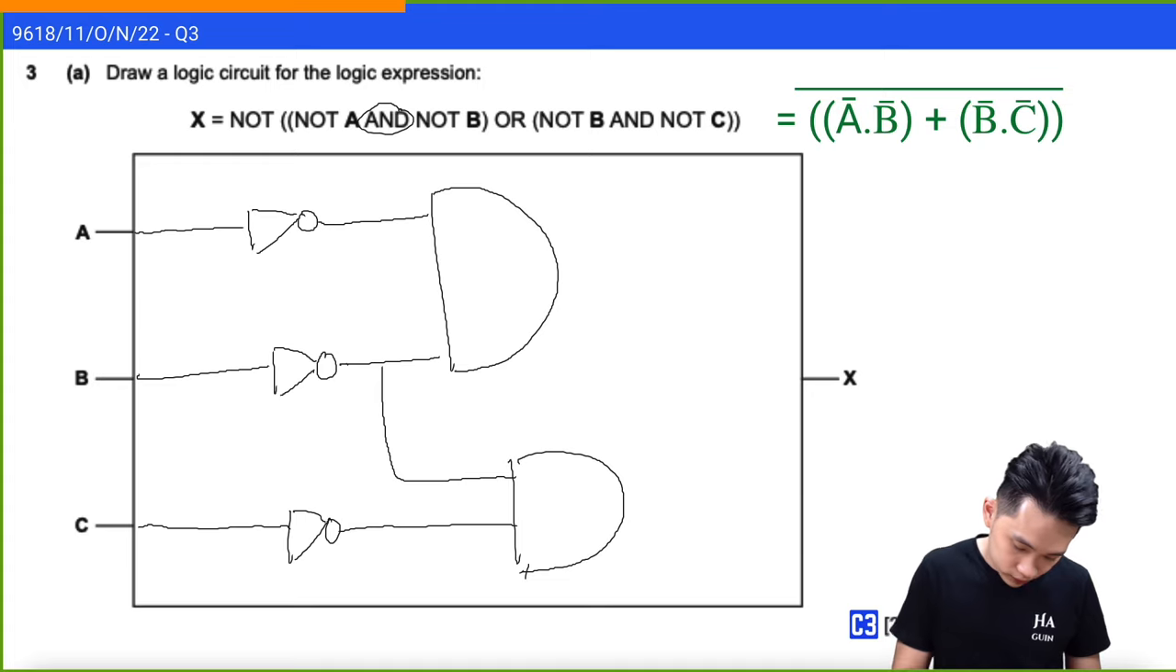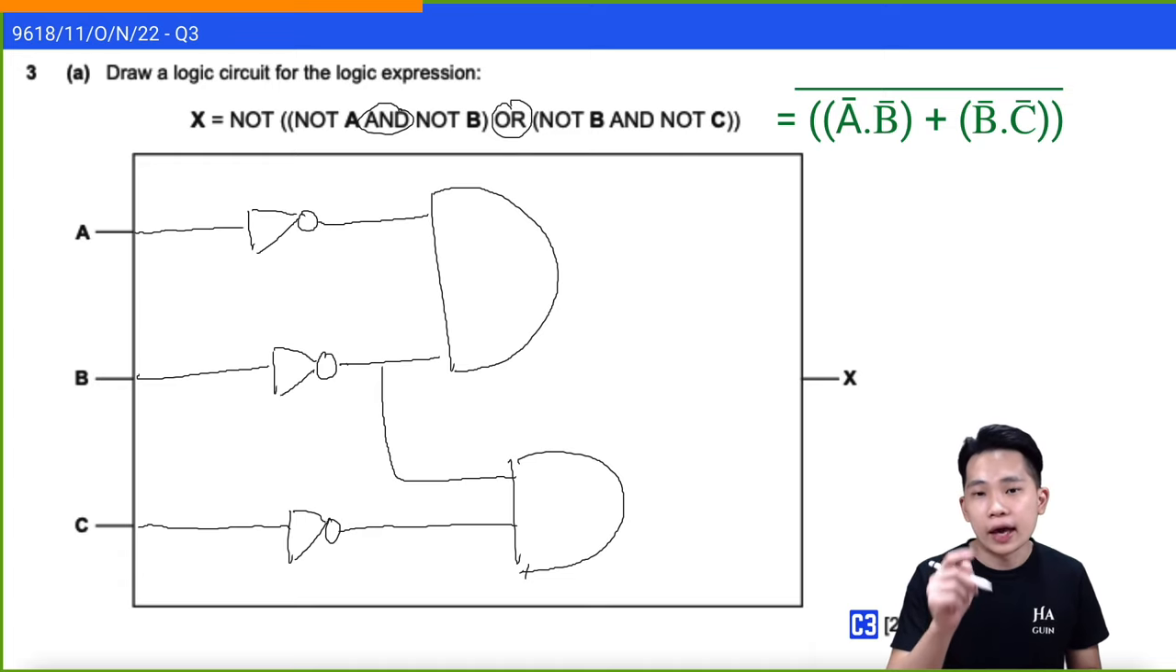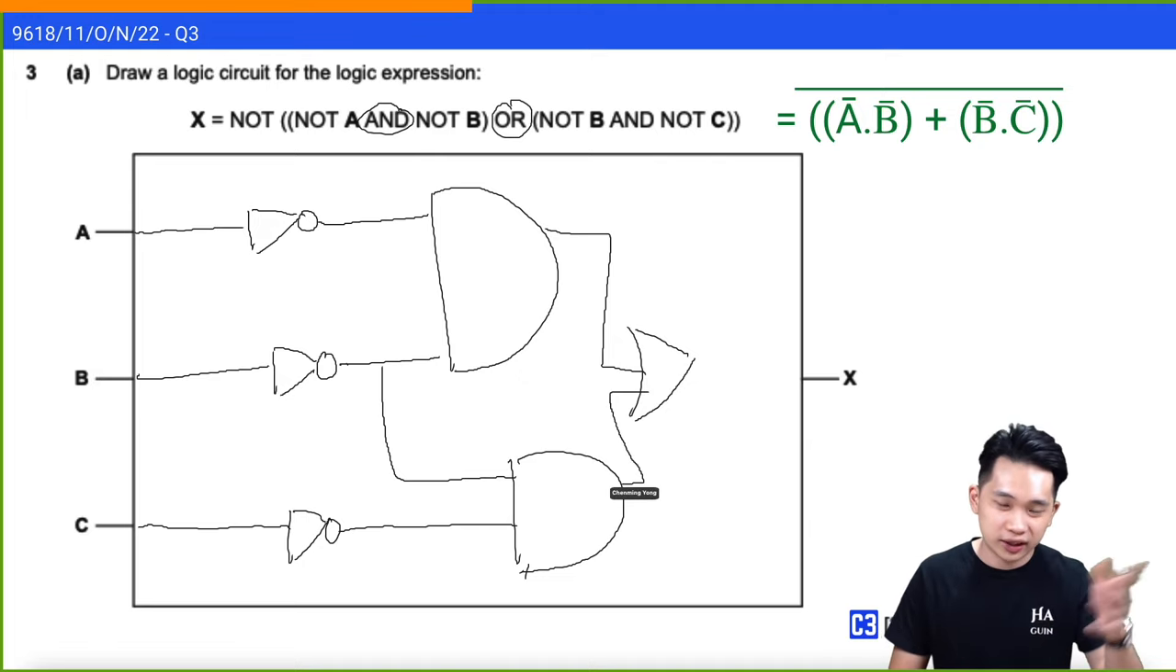And then next will be this OR gate here. It means that right now, we will be combining this not A and not B, and not B and not C into an OR gate here. So we'll be just drawing an OR gate here. So this OR gate will be somewhere here. And then we'll be just drawing this output into this, and then this output into this. It looks a bit messy now, but you know, can always tidy up later.